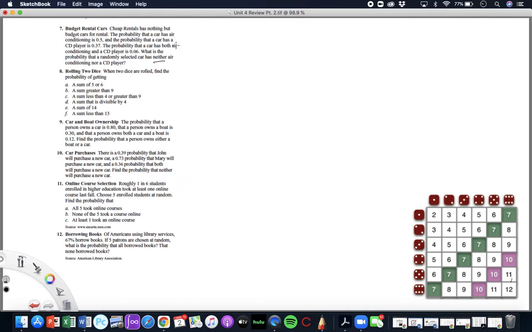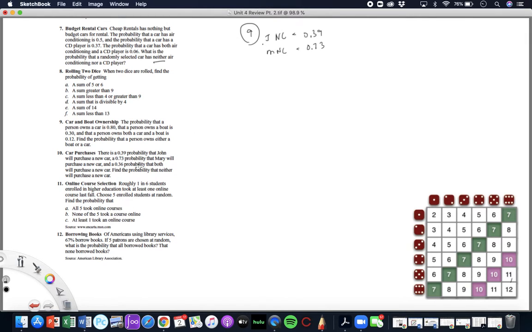Next one up is 9. Okay. So we have there is a 39% chance that John will purchase a new car. All right. So we got new car, 0.39, and then is a 0.73 probability that Mary will purchase a new car. So I should probably then label it like this: John new car, and then we got Mary new car, and that is a 73% chance of that occurring. Okay, so if you can read my writing there.